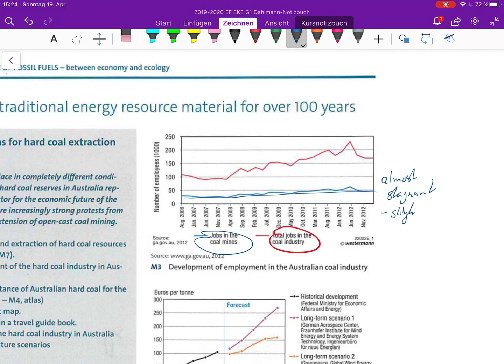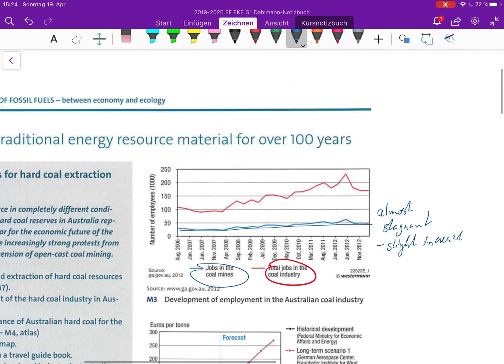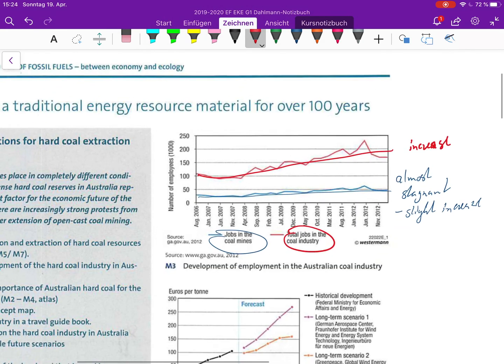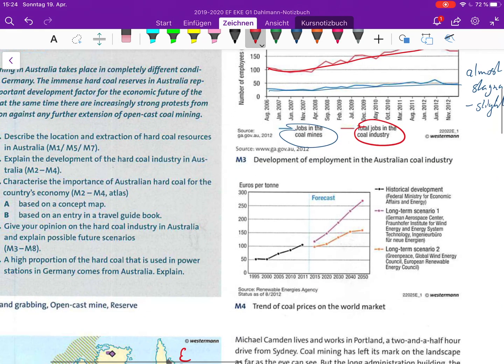Slight increase. This is, by the way, what I meant when I said you can just work on your own copy using OneNote. That's what I'm doing. You could do the same. Just use a tablet or a touchscreen computer if possible, or you can do that even with a mouse and click on it and just hit Zeichnen here on OneNote. Jobs in the coal industry increase. So the increase in jobs is an argument for the coal industry.